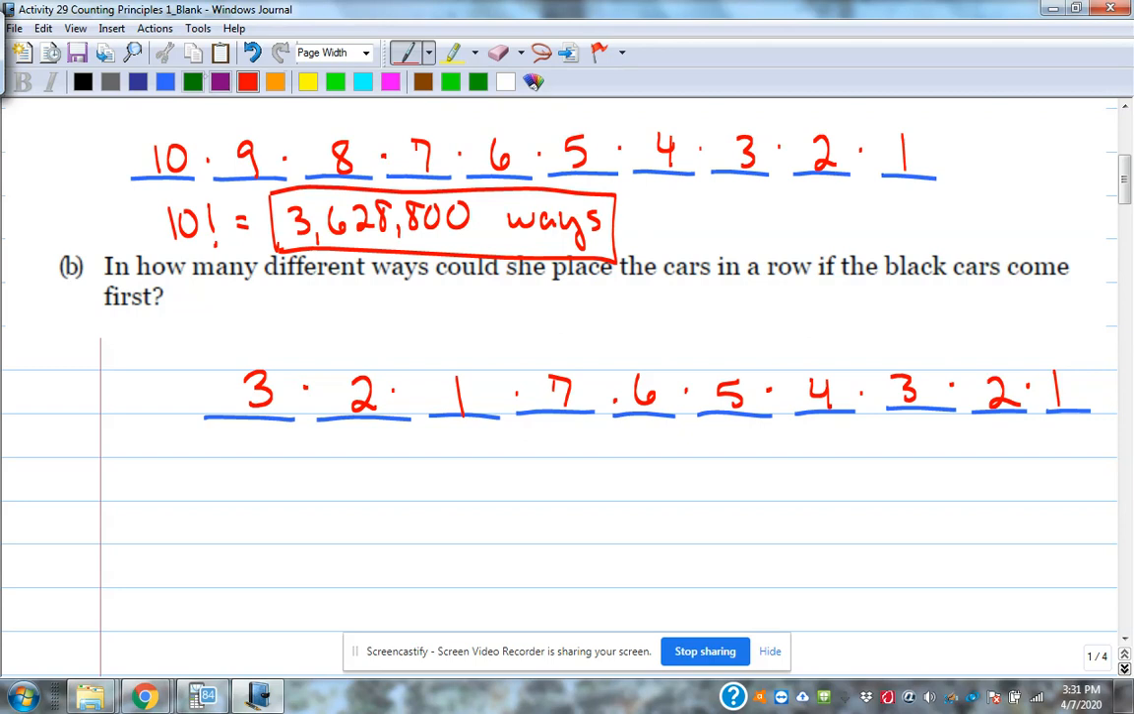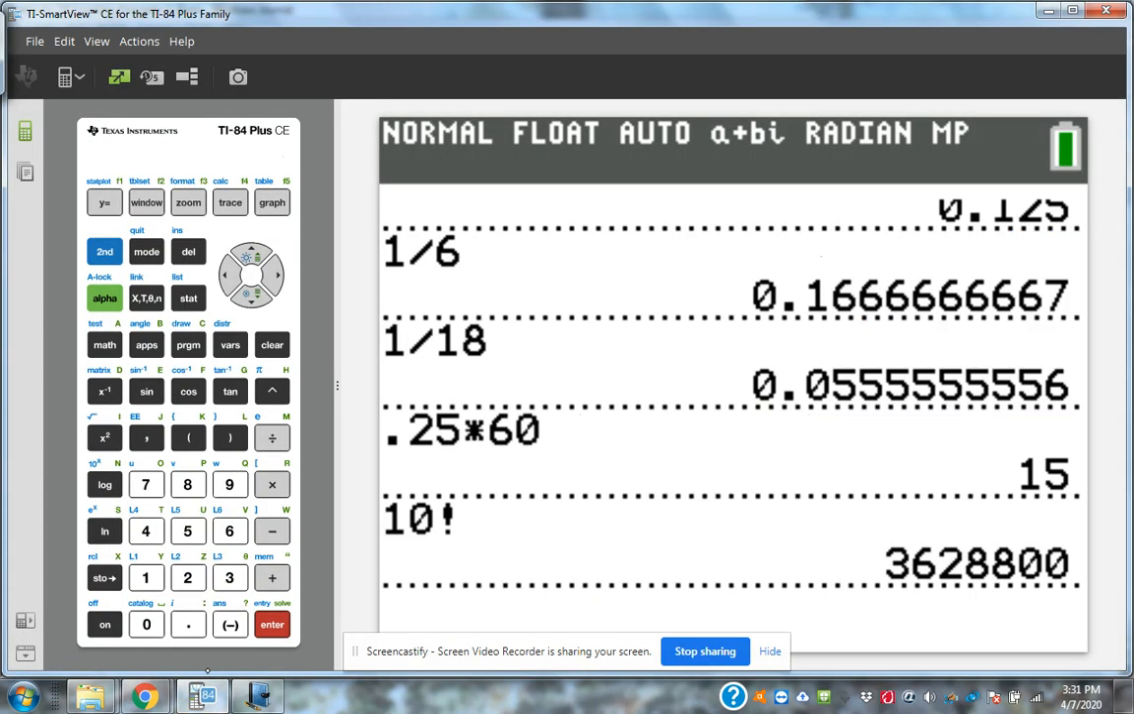And if you look at this, we have here 3 factorial times, and then this part would be 7 factorial. You could type all that into your calculator if you wanted to: 3 times 2 times 1 times 7 times 6 times 5 times 4. A lot of button pushing for that. Or you can use the factorial button.